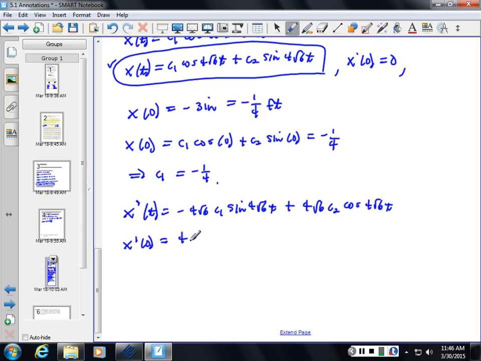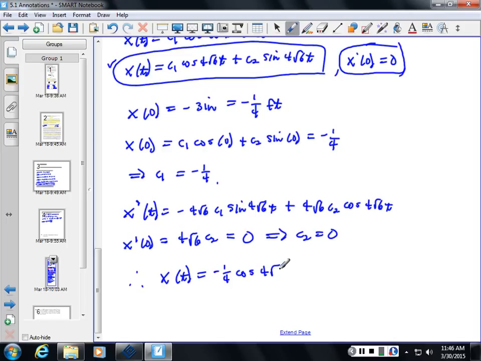So that guy is 4 square root of 6 c sub 2. Cosine of 0 is 1. So that's equal to, according to this statement here, that's all equal to 0. So c sub 2 is equal to 0. So all I have operating is what's associated with c sub 1, because c sub 2 is 0. So we say conclusively that x of t is equal to c sub 1, which is negative 1/4 times cosine 4 times the square root of 6 t. And so this motion of this weight is associated there with a negative translation of cosine.